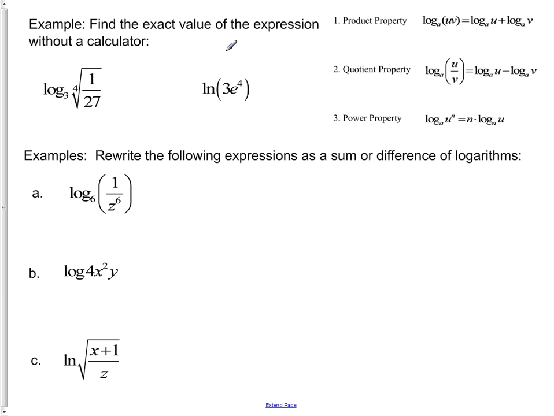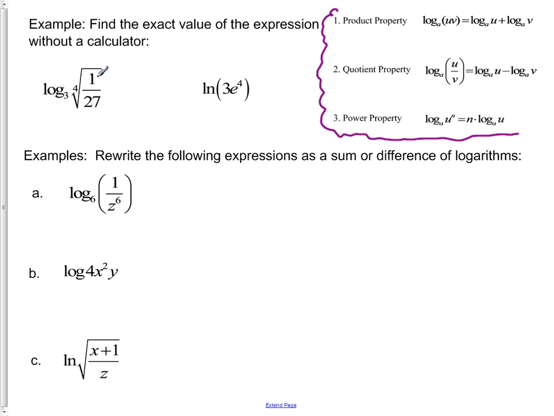So a nice thing about these properties over here that we're looking at on the right hand side of our screen is that we can use them to help us simplify all kinds of expressions in order to evaluate them, sometimes without a calculator. I'll give you an example right here. Let's discuss this problem right here. We've got the logarithm base 3 of the fourth root of 1/27th.